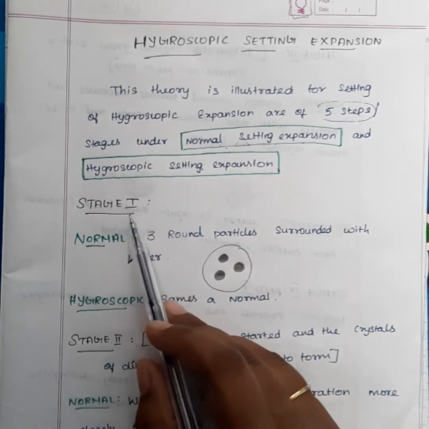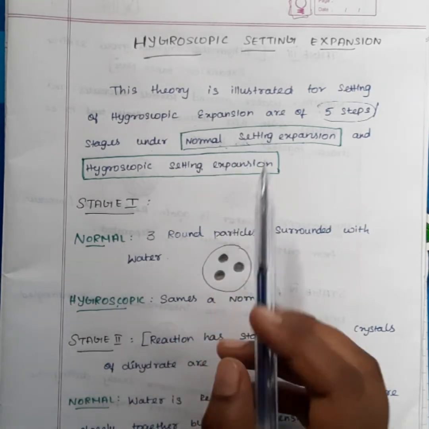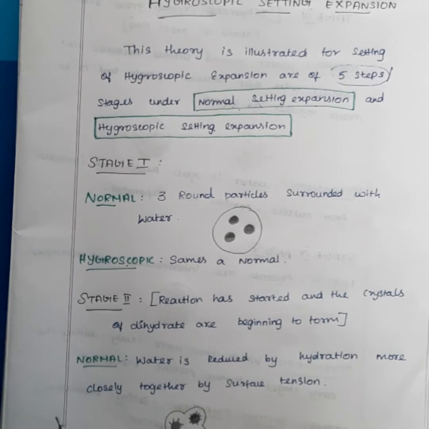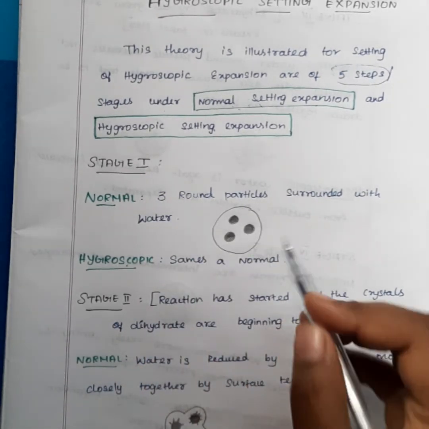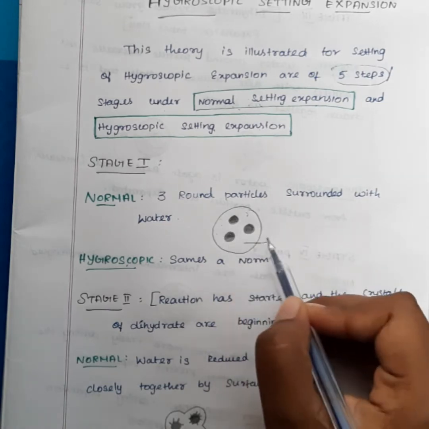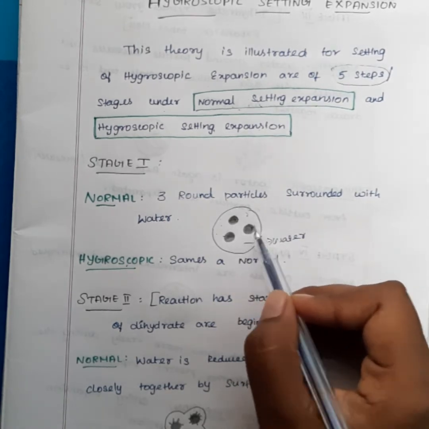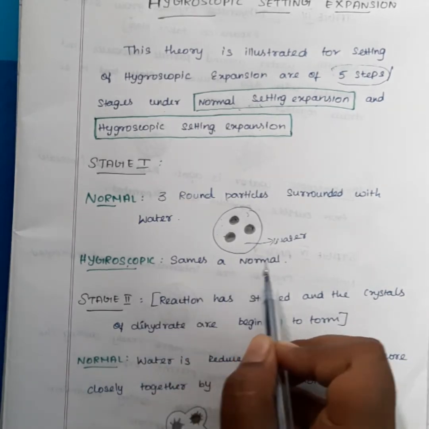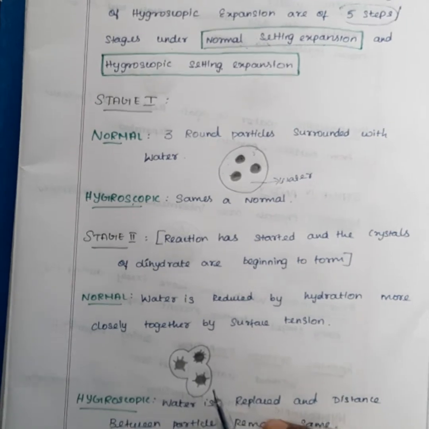Now stage 1, normal and hygroscopic, as I said before. Normal consists of 3 round particles surrounded by water. These are water and 3 round particles. And the same in hygroscopic as in normal: 3 round particles that are surrounded by water.